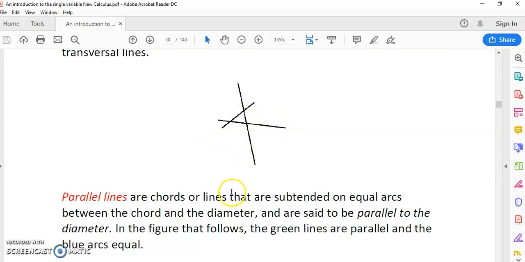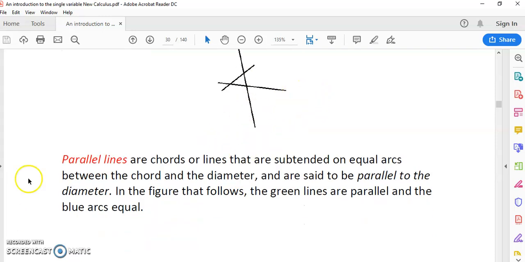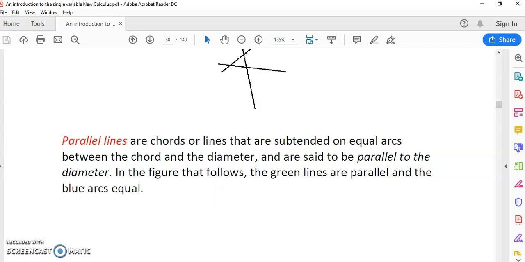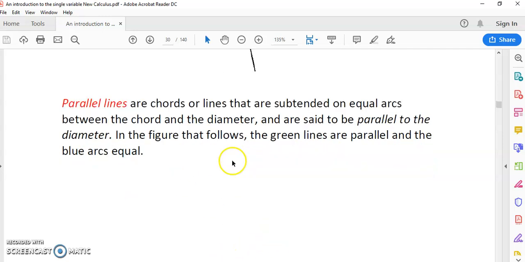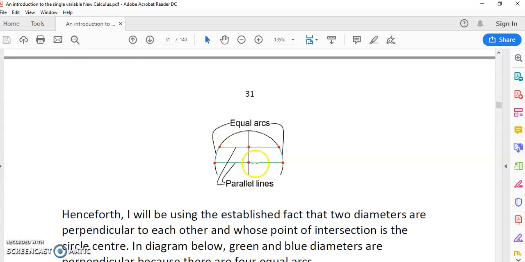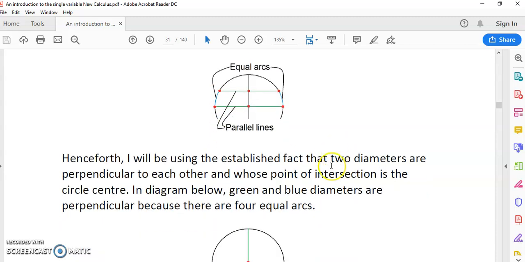And after this part now, we are ready to define parallel lines. Parallel lines are chords or lines that are subtended on equal arcs between the chord and diameter. So for example, look at this diagram. So this diameter is parallel to this chord, right? Because they're subtended on equal arcs, the blue arcs.